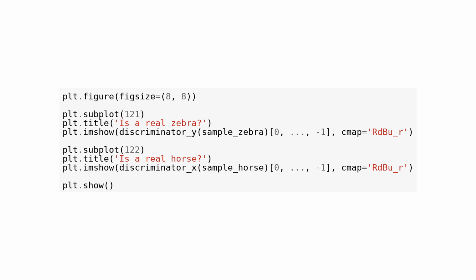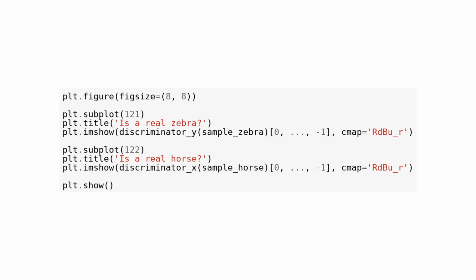Here, we start by creating a new figure with a size of 8 by 8 inches to provide enough space for our visualizations. We then set up two subplots side by side. In the first subplot, we assign the title "is a real zebra" and display an image that results from passing a sample zebra image through the discriminator designed to identify zebras. We extract the relevant output channel, which indicates the discriminator's confidence, and visualize it using a red-blue color map to highlight the areas of certainty or doubt.